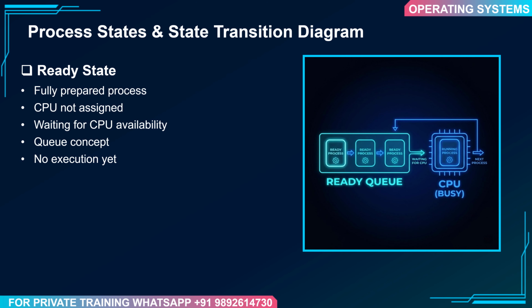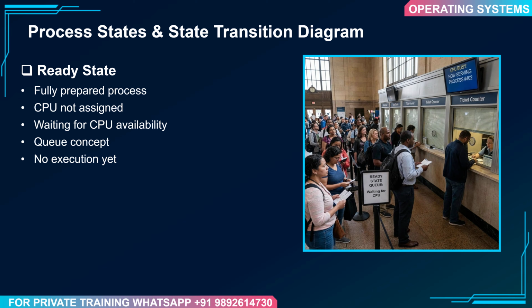After the new state, the process moves into the ready state. This is one of the most important states to understand. In the ready state, the process is fully prepared to run, but it is not currently using the CPU. This does not mean the process has a problem. It simply means that the CPU is busy running some other process.